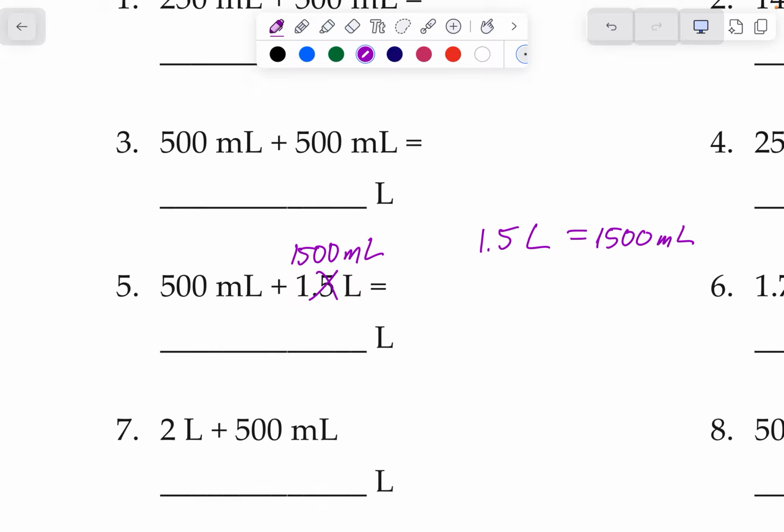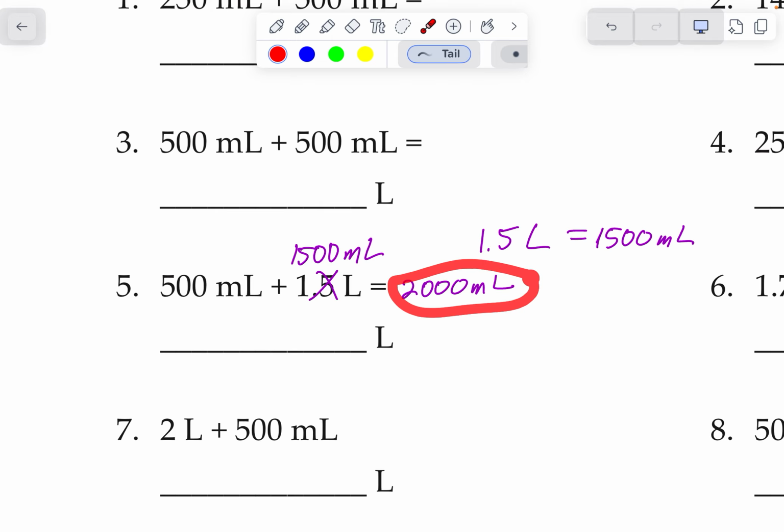Once we add them, we're going to get 2,000. But that's milliliters for all of these. So once you get that calculation, very simple, when the units match, add them up. And then we have to convert it by dividing by 1,000. Or again, move the decimal back. So if we move the decimal back, that would be 2 or 2.0 or 2 liters. So we're going to go back and forth.